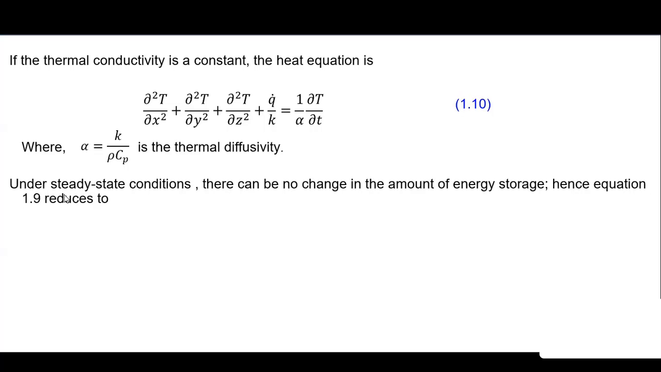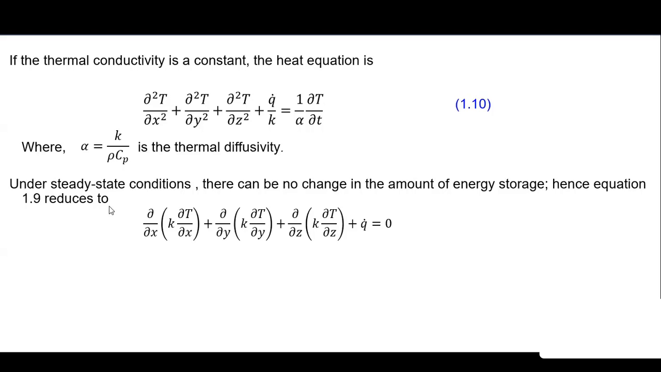Now, in this equation under steady conditions, this term will become 0, since there is no change in the amount of energy storage, and equation 1.9 will reduce to this form. 1.9, the previous one. If it is 1.10, then under steady conditions this term will become 0. So del square T plus Q by K is equal to 0. So this is how we can reduce it.